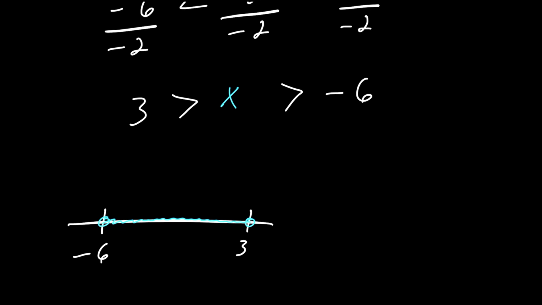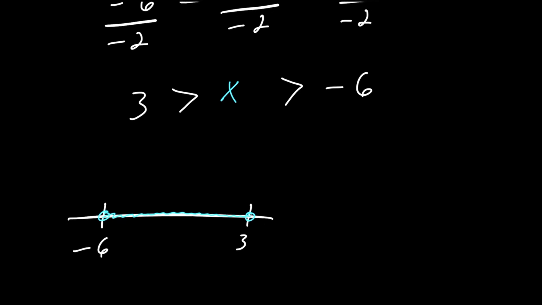So how would we write this in interval notation? Well, we would write negative 6, comma 3. And remember, for interval notation, you always write parentheses when it's not including that number, and we will write brackets when it does include that number. Now let's do another example.